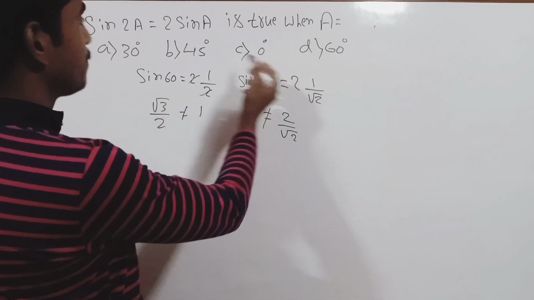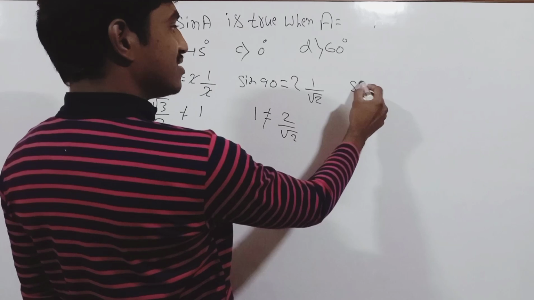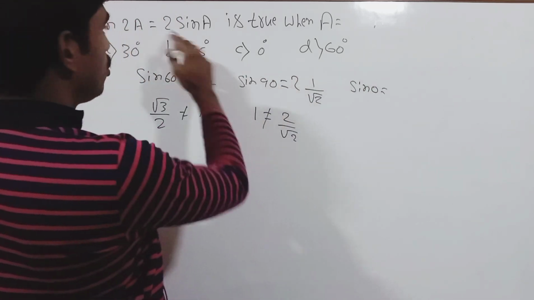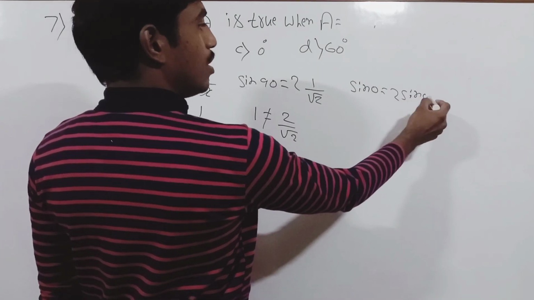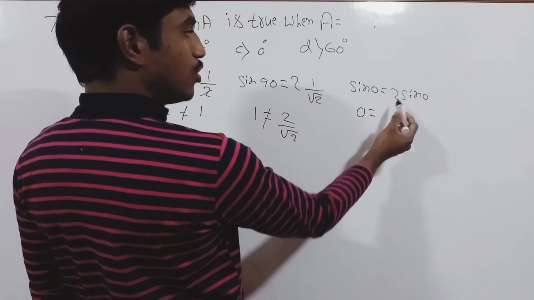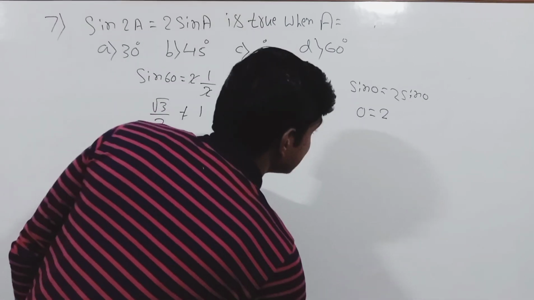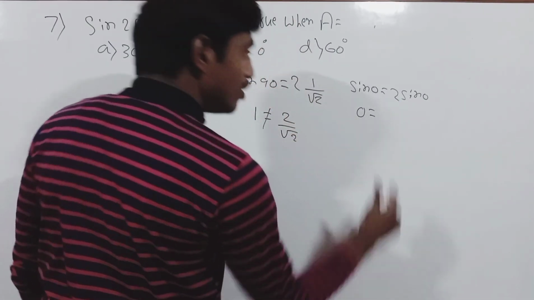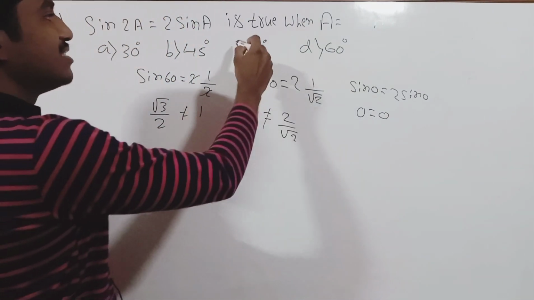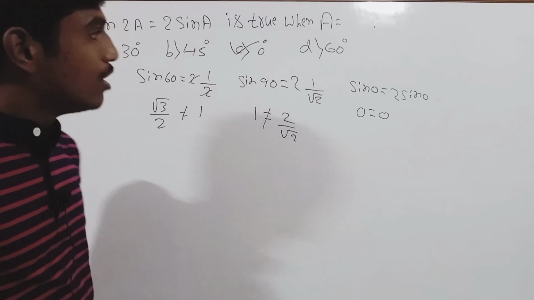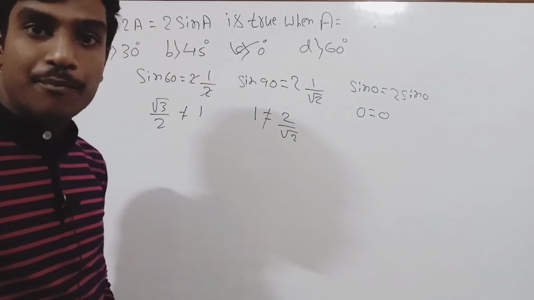Next is 0 degrees. So 0 into 2 is 0. That means in the LHS we get sin 0, equals 2 into sin 0 in the RHS. Sin 0 is 0, which is equal to 2 into sin 0, which is 0. So here we got 0 equals 0. That means LHS and RHS are equal. So the answer is option C, which is 0. So when A equals 0, the values of sin 2A and 2 sin A will both be equal.